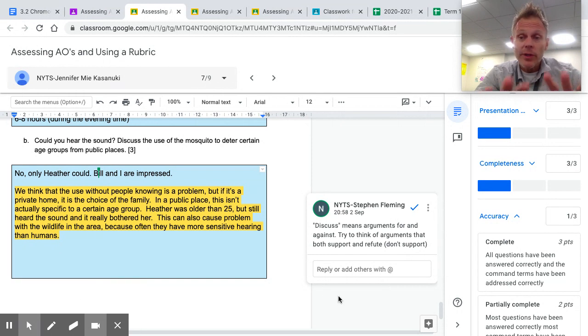And then you could adjust your answer and I'll give you full marks. Everybody's happy. So that is how I'm going to use the rubric to grade you.